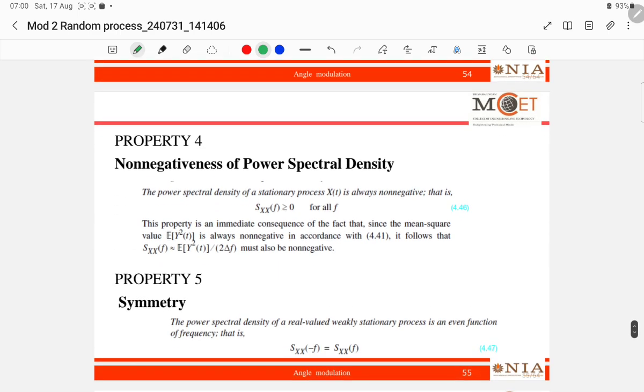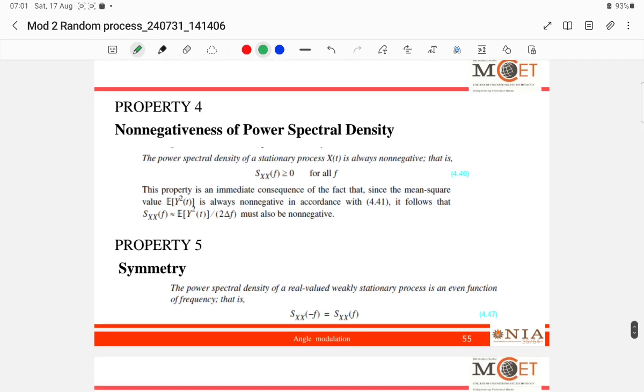The fourth property is non-negativity of the power spectral density. It means that the power spectral density is always positive. You will not have any negative value. So how can you represent this? Sxx(f) is always greater than or equal to 0 for all frequencies. So this is the fourth property.